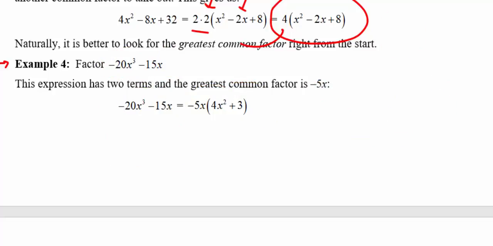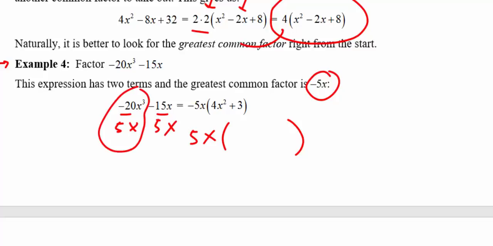So the other way to handle this is, instead of factoring out a negative 5x, what happens if I factor out a positive 5x? Well, that would work also. If I factor out a positive 5x, I have to divide each piece by 5x. So what am I left with? Negative 20x cubed divided by 5x is negative 4x squared. And the second term, negative 15x divided by 5x is negative 3.